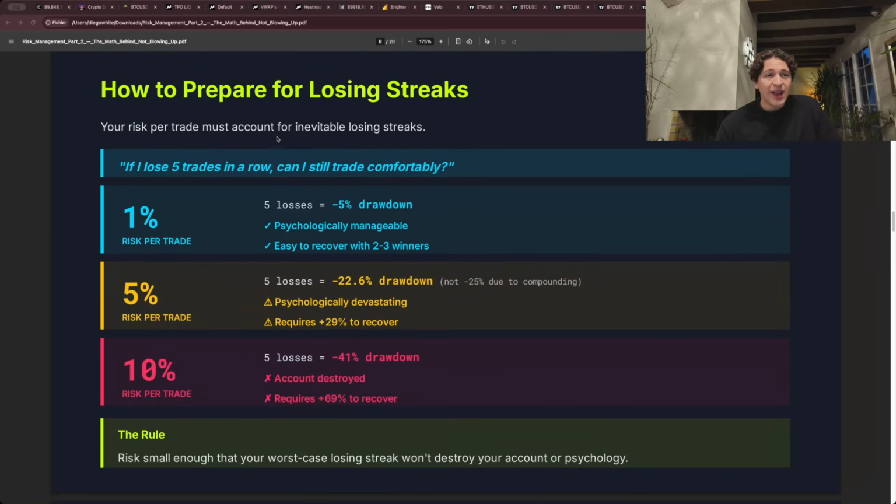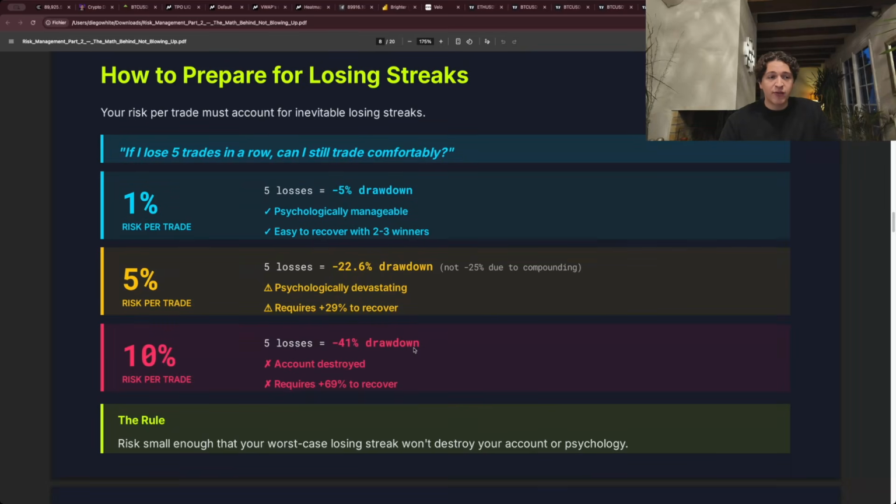So how do you prepare for a losing streak? You have to have a percentage risk per trade. If you have 1% risk per trade and 5 losses in a row, you have a 5% drawdown. Psychologically manageable, easy to recover with 2-3 winners. With 5% per trade, 5 losses, that's a 22% drawdown, because it's compounded, so it's not 25 flat, it's 22. Psychologically devastated, and it requires 29% to recover. That's very, very hard, and you probably lost your account here.